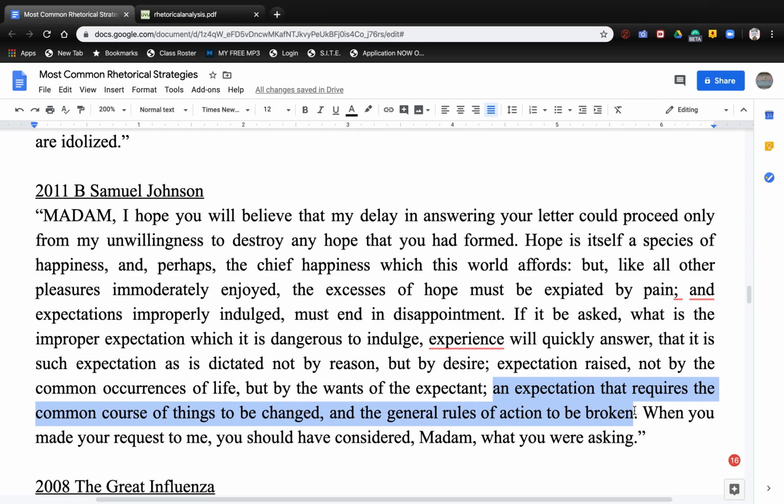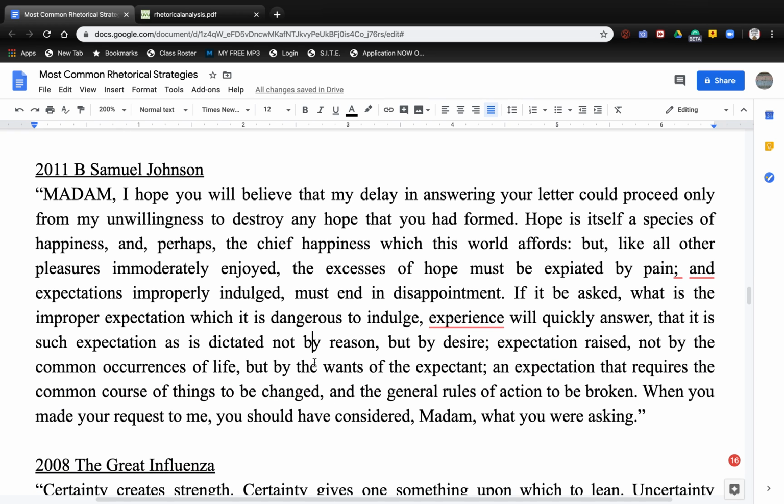Well, that's when you are wanting things that would require the common course of things to be changed altogether, for all the rules to be broken. Your hope is unreasonable. So he has to help her redefine her expectations, right? In many ways, he's being gentle and teaching her what the right way to go about it is.